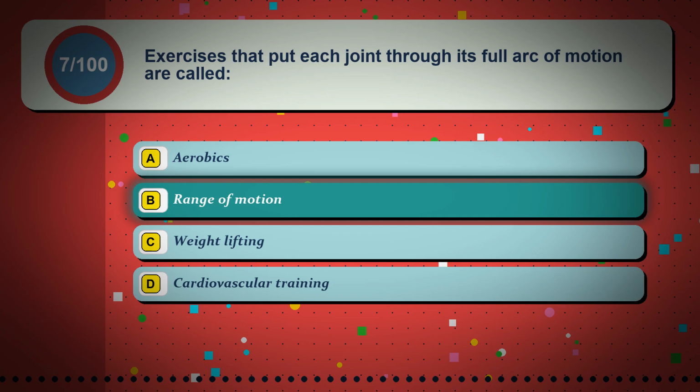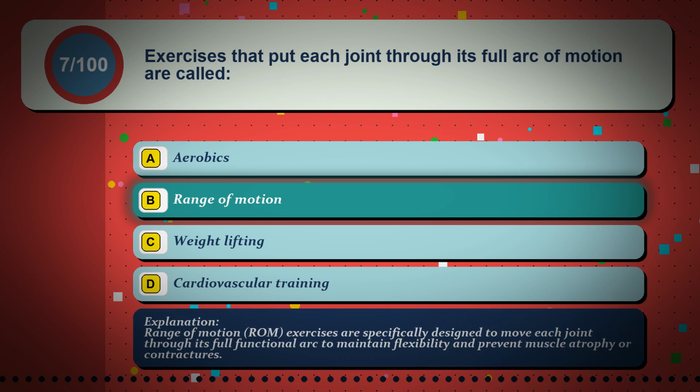The correct answer is option B. Range of motion. Range of motion (ROM) exercises are specifically designed to move each joint through its full functional arc to maintain flexibility and prevent muscle atrophy or contractures.